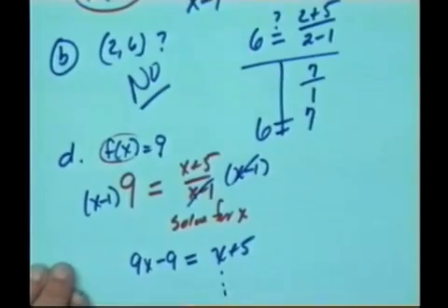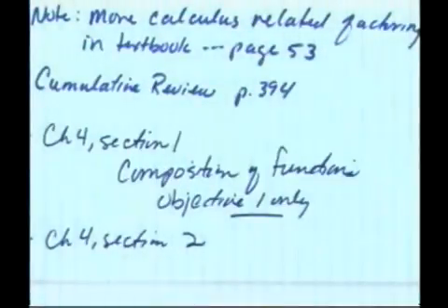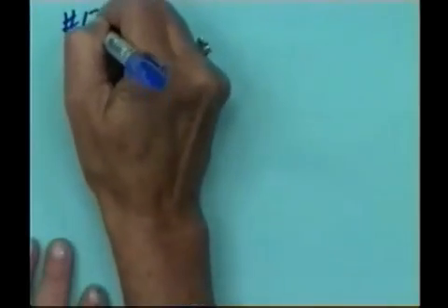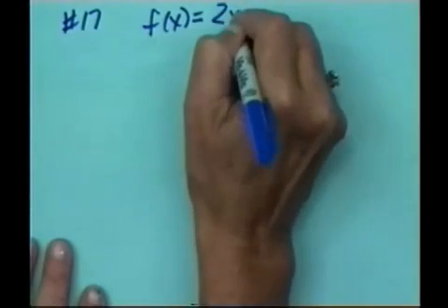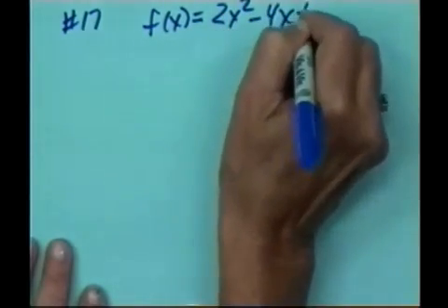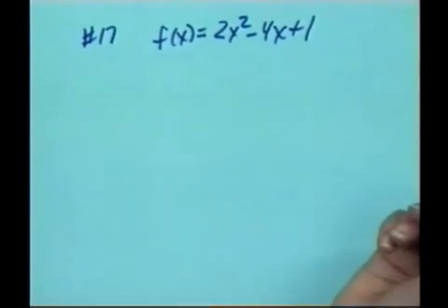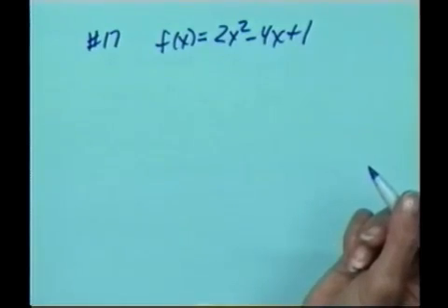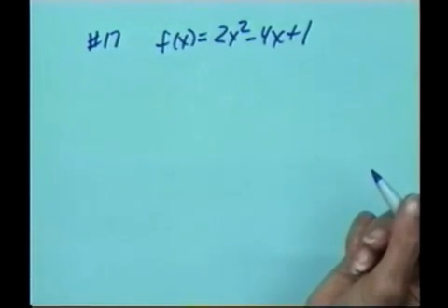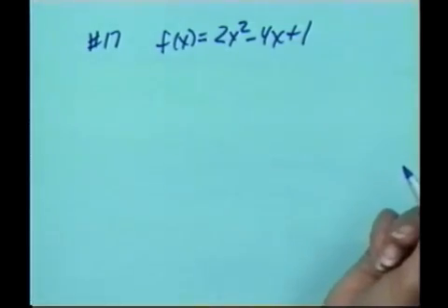That was 15, number 17. Number 17: f of x equals 2x squared minus 4x plus 1. Determine whether the graph opens up or down by finding its vertex, axis of symmetry, y-intercepts, and x-intercepts, if any. Graph it. We want to graph it.